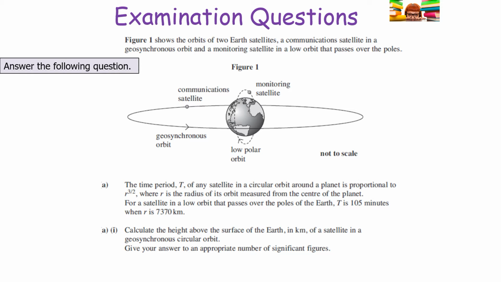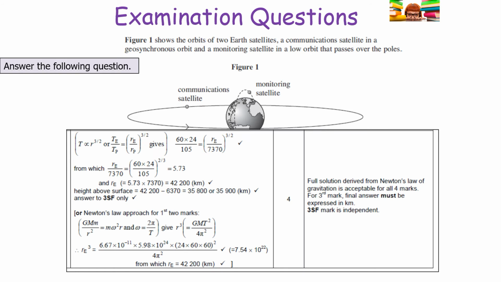Right, so it's important to note the following, because you're looking at the height above the surface of the Earth. What you want to do is work out the value of r for the satellite and then subtract the radius of the Earth from that answer, because you're trying to work out the height above the surface, and the value of r you calculate is going to be from the centre of the planet to the actual satellite.